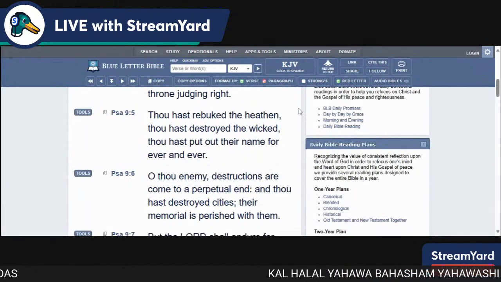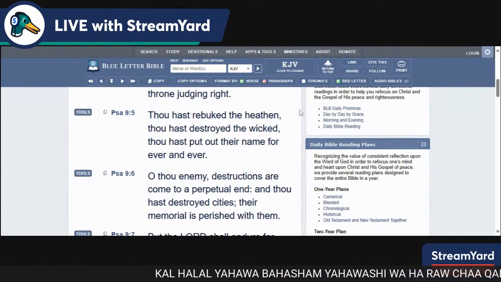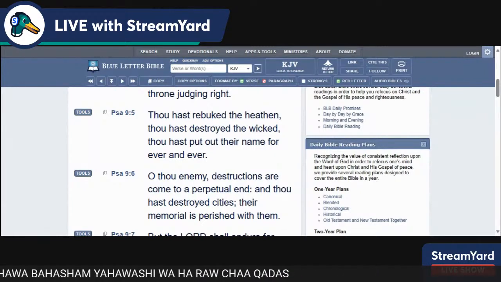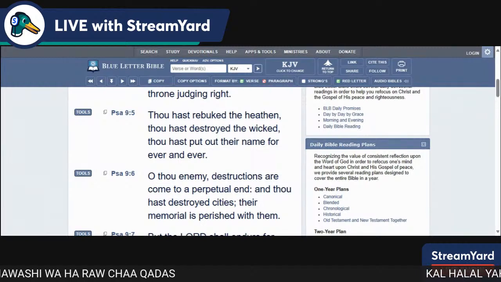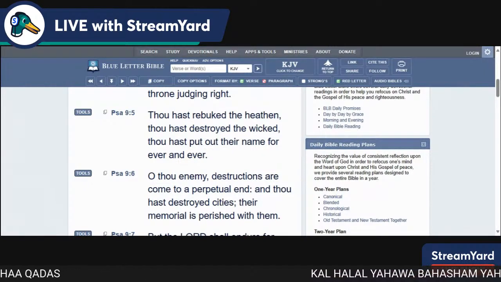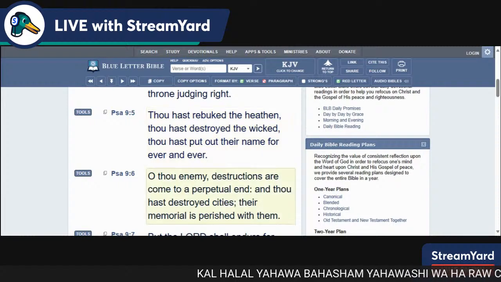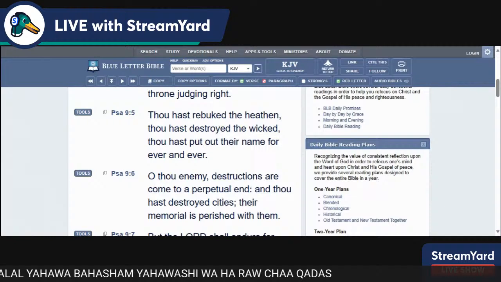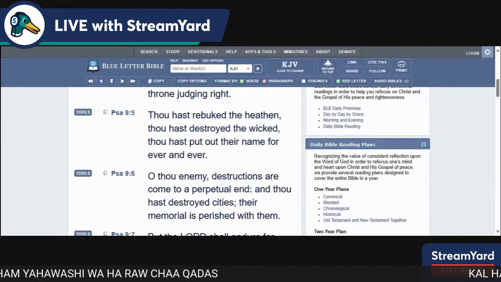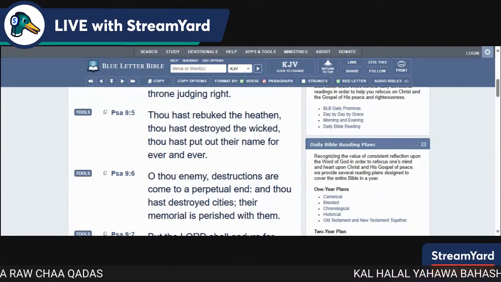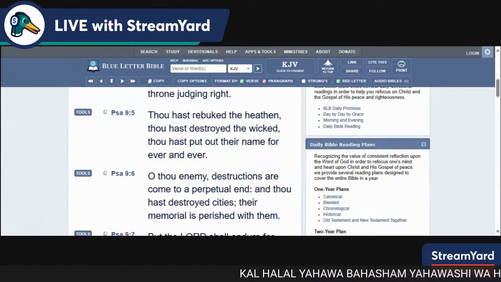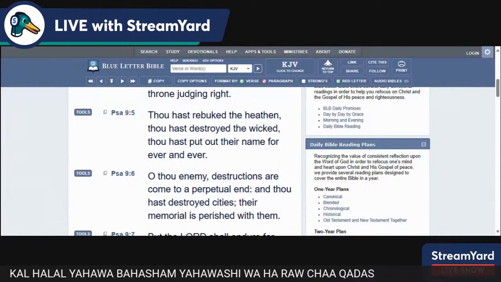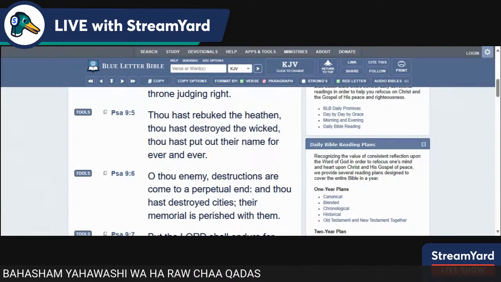Thou hast rebuked the heathen. Thou hast destroyed the wicked. Thou hast put out their name forever and ever. O thou enemy, destructions are come to a perpetual end, and thou hast destroyed cities. Their memorial is perished with them. And speaking of the enemy in the same sentence as destructions, that ties directly to Esau, because everything about that devil is destruction. Everything he does is death.